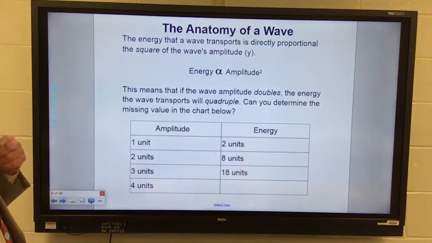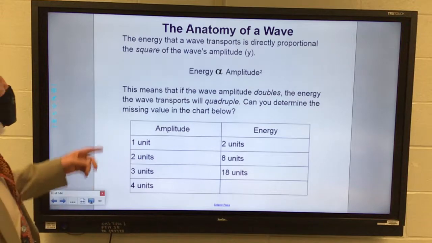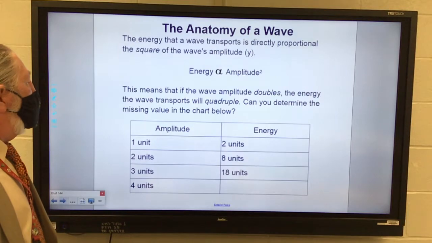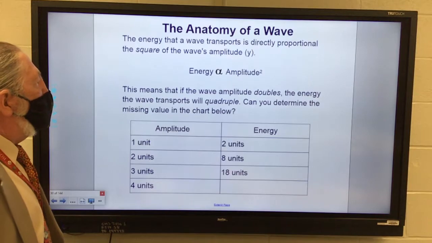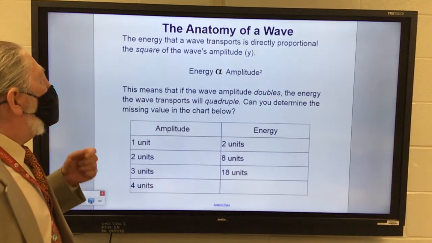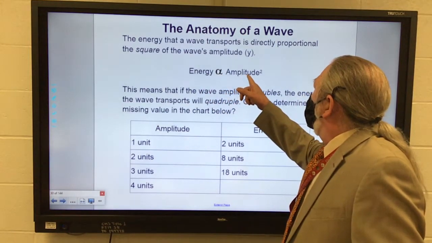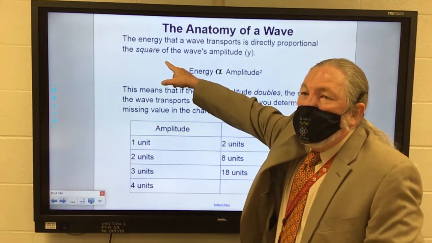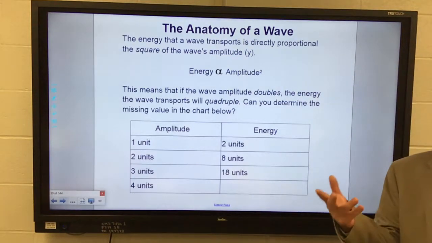Okay, so let's look right here. We're still talking about the anatomy, or what makes up a wave. So the energy that a wave transports is directly proportional to the square of the wave amplitude. Okay, and look at the symbol here. So energy, and you've got amplitude, and we said square, right? Like 2 squared.